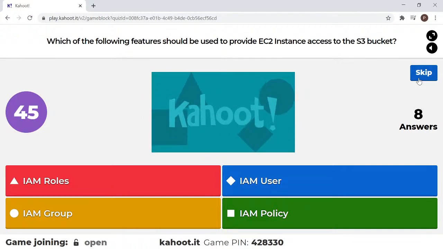So IAM as a concept is very important in AWS, whether it is for the Cloud Practitioner certification exam or any associate or professional level certifications, or even for using AWS on a day-to-day basis. This is one service that needs to be understood by everyone because it enables you to manage access to AWS services and resources securely.